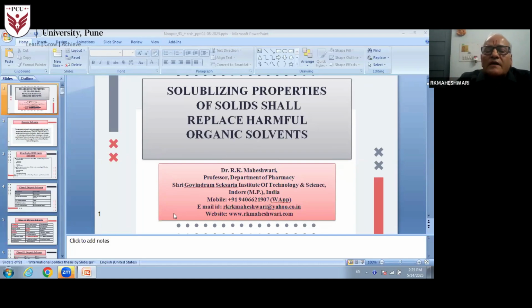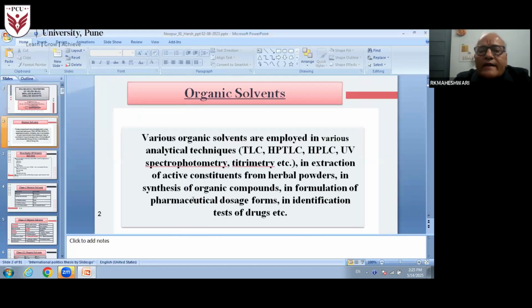Okay, so now this is the topic, more or less the same topic of today's lecture, that is solubilizing properties of solids and replace harmful organic solvents. Now, where these organic solvents are involved, which we have to substitute by the solubilizing power of solids: they are involved in various analytical techniques like TLC, HPTLC, HPLC, UV analysis, colorimetric analysis, etc. Also, these organic solvents are involved in the extraction of active constituents from herbal powders. Also, they are involved in the synthesis of organic compounds, and also in the formulation of pharmaceutical dosage forms.